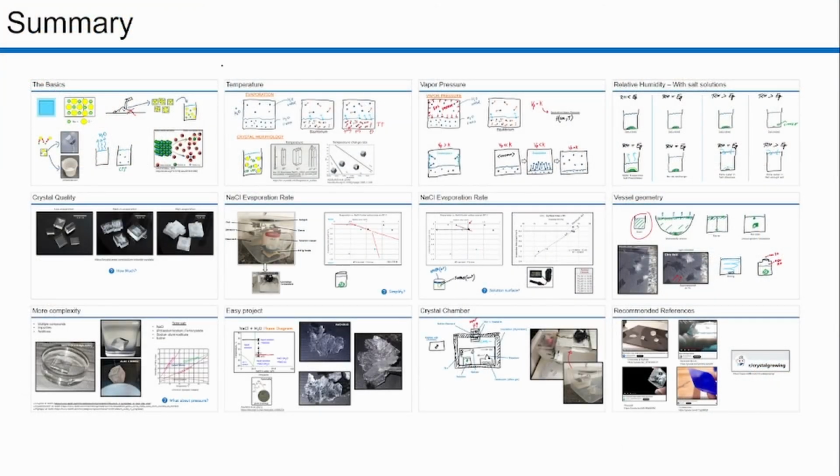This video got longer than I expected, so I made this summary so you can know ahead what I'll talk about. I'll cover the basics of crystal growing, temperature and its influence on crystal shape, vapor pressure, relative humidity, some phenomena that make your crystal vanish and you might not know why, crystal quality, the evaporation rate of sodium chloride with some data of my own, and also how vessel geometry and other complexity variables influence your crystal.